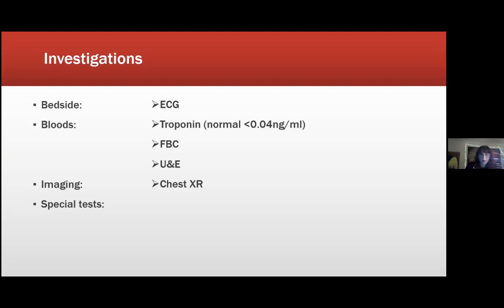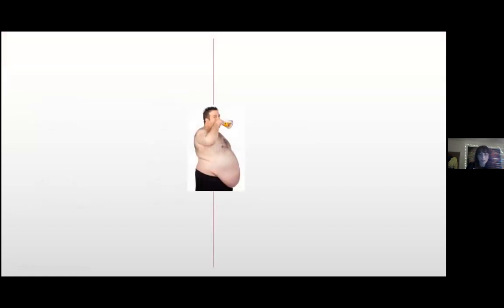Special tests. Does anyone know what specific test we'd probably do for an MI? So we do a coronary angiogram. That's right, someone said that, Lloyd. Which is the most specific test to see where the blockage is, and you'd have to do that before doing your management. So poor Steve, he's not in a great situation.